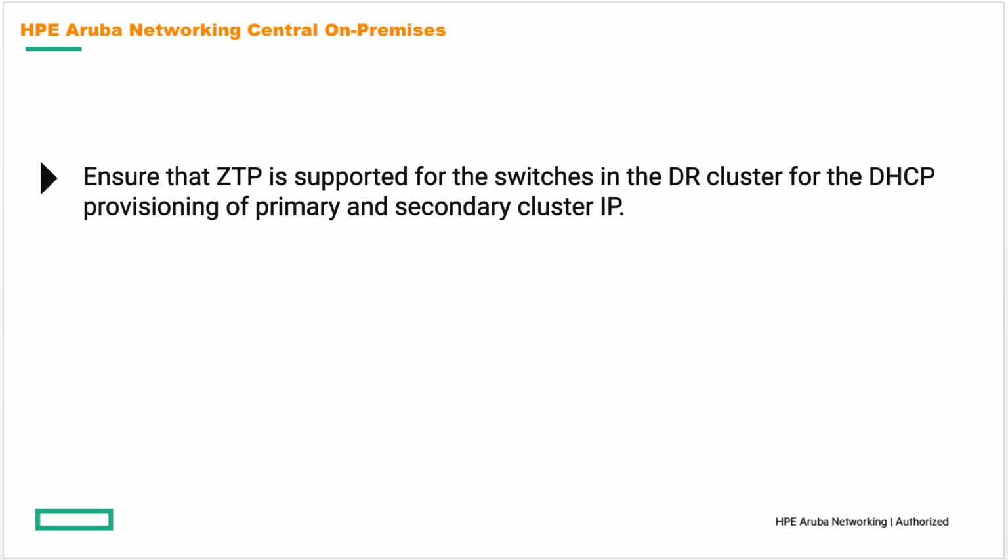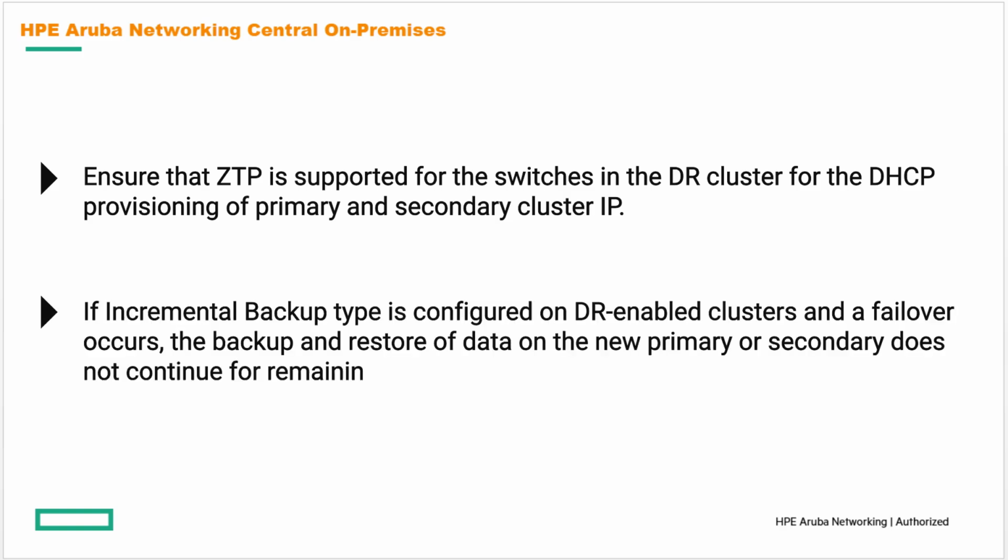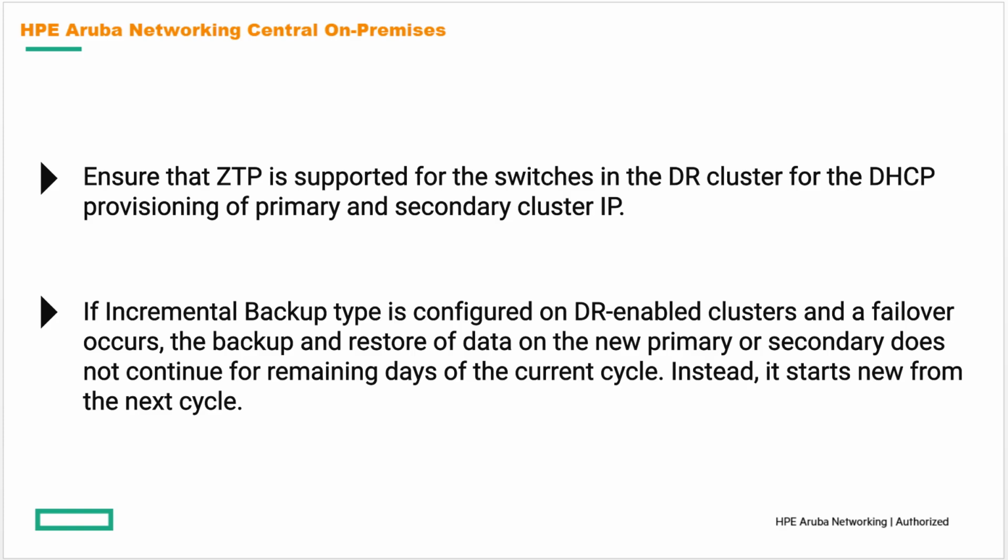Ensure that ZTP is supported for the switches in the DR cluster for the DHCP provisioning of primary and secondary cluster IP. If incremental backup type is configured on DR-enabled clusters and a failover occurs, the backup and restore of data on the new primary or secondary does not continue for the remaining days of the current cycle. Instead, it starts new from the next cycle.